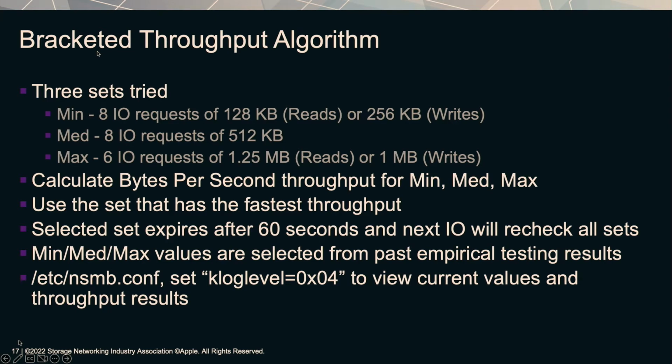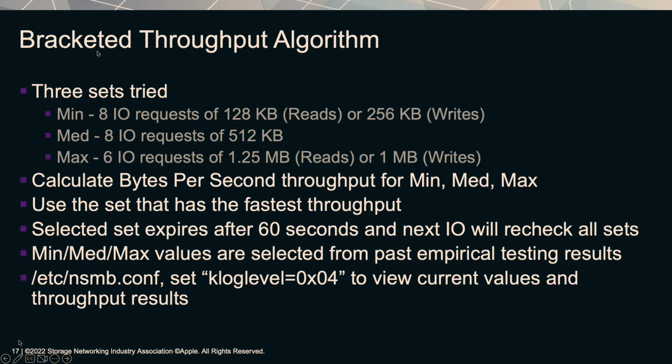These are the number of requests that we try and keep in flight all at the same time. So as each one completes, we'll just reissue another one. In the min case, that means we try and keep 8 I/Os in flight of those sizes. We try the min, medium, and max, and then for each set, we calculate the bytes per second throughput. Okay? And then whichever set had the fastest throughput, that's the set we're going to use. But we'll only use a set for 60 seconds. And then the next I/O will check it again.